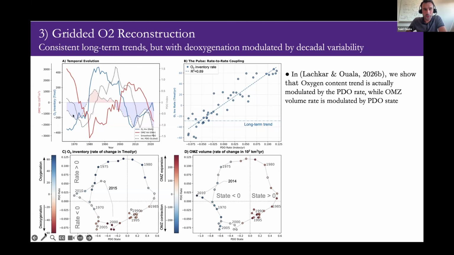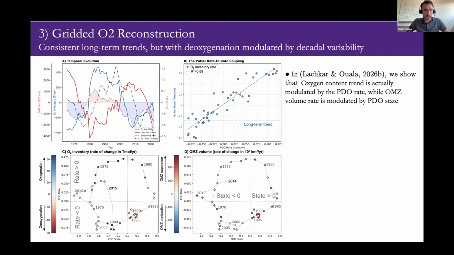And what we were able to show in this work is that the ocean oxygenation or deoxygenation is not correlated to the PDO phase, but it's correlated to the PDO rate, meaning that the interannual variability of oxygen is increasing when moving from a negative to a positive PDO phase. And inversely, the ocean is losing oxygen when moving from a positive to a negative PDO phase.